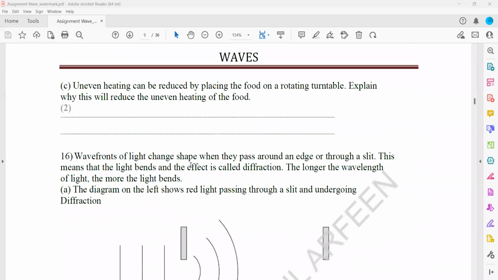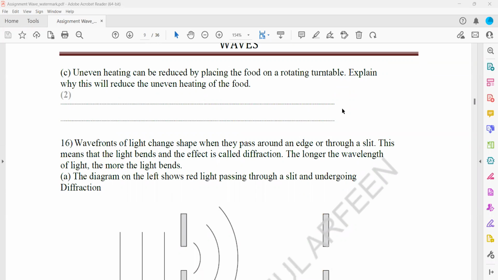So question part C: uneven heating can be reduced by placing food on a rotating turntable. Explain why this will reduce the uneven heating. Look at what happens. If there was no turntable in the microwave oven, we would have a fixed position where we'll have cold spots and hot spots. So as a result, what will happen?